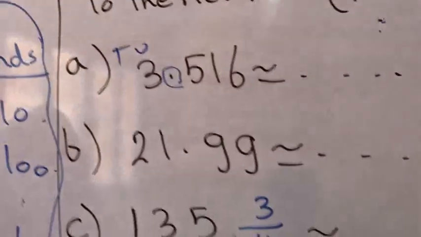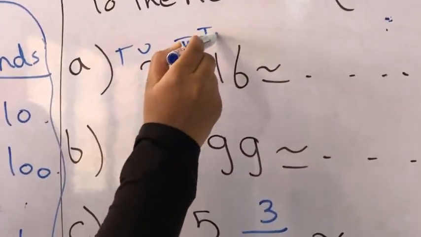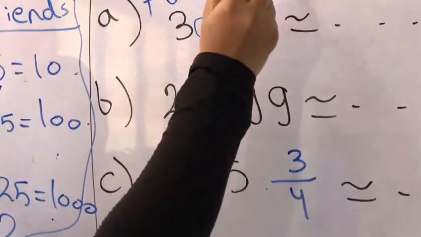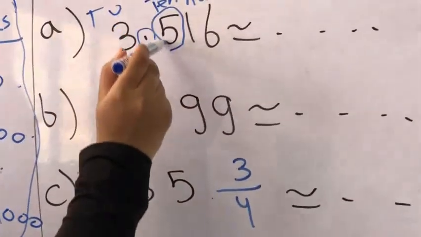To the left-hand side: units, tens, hundreds. And to the right-hand side: tenths, hundredths, thousandths. This is tenth, hundredth. And I will make a circle around the tenth.